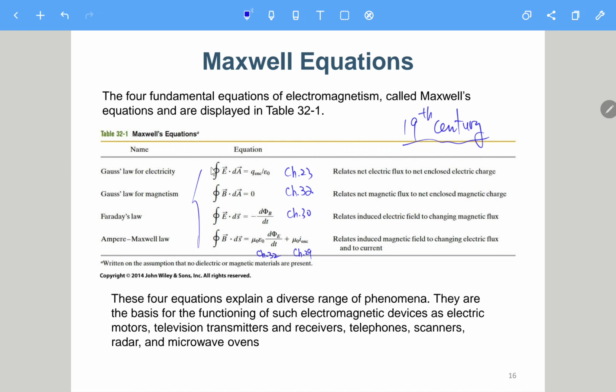If we only have these four, we can still manage different problems in electromagnetism. So that's why the Maxwell equations are named after James Maxwell, around 1855, if I remember correctly. He summarized them around that moment.